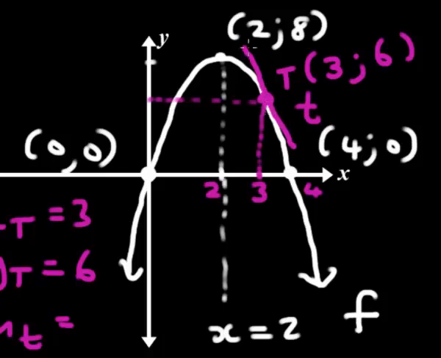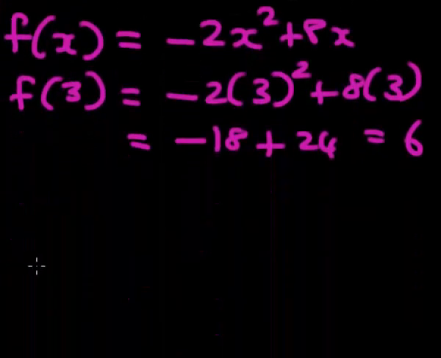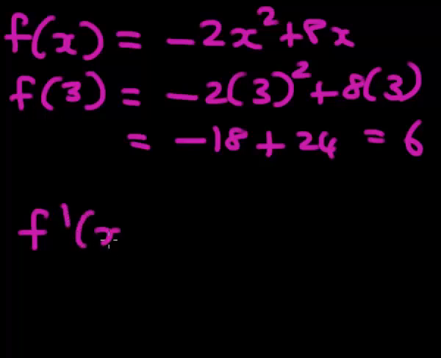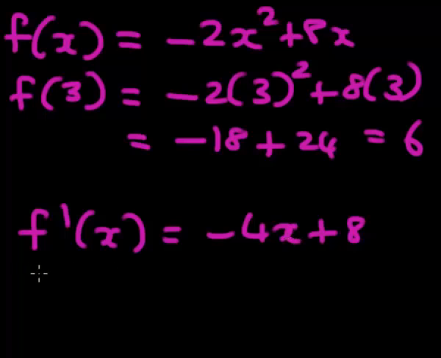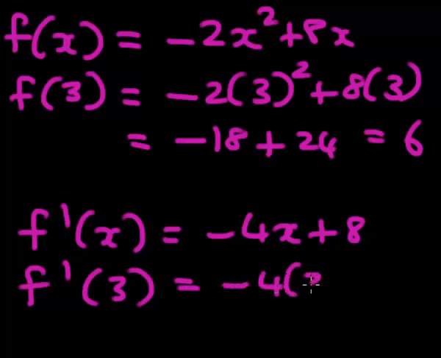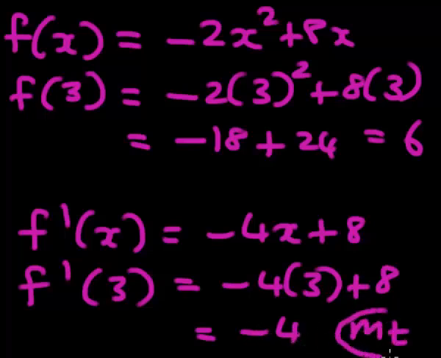Okay, and all we need now is the gradient of the tangent. We have a point on the tangent line. So how do we get the gradient? Well, we simply get the derivative, which was negative 4x plus 8. And what is the gradient of the tangent? The gradient of the curve at 3. So that's negative 4 multiplied by 3 plus 8, which is negative 12 plus 8, which is negative 4. Okay, so that is the gradient of the tangent.